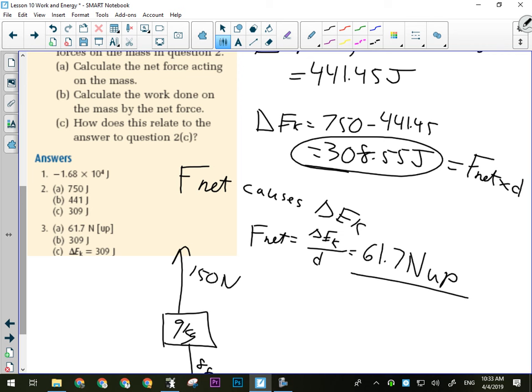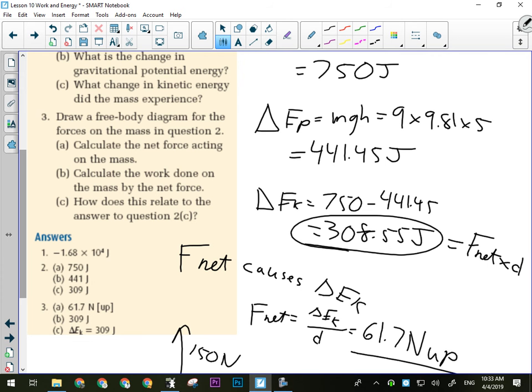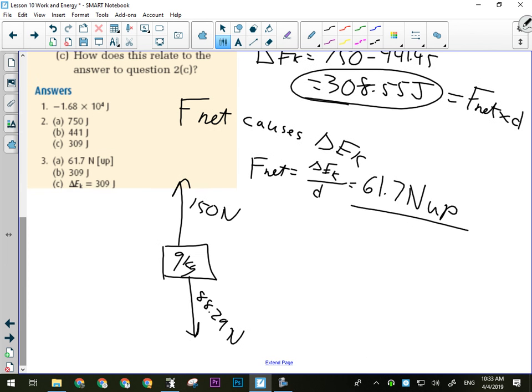So how does this answer relate to the answer in question 2C? It's the same number. I calculated the change in kinetic energy there by subtracting the potential from the total work. And then in number 3, I took the net force and multiplied it by 5. Force times distance, and I get the same number. Either way will work.